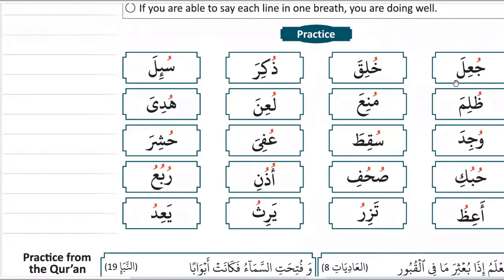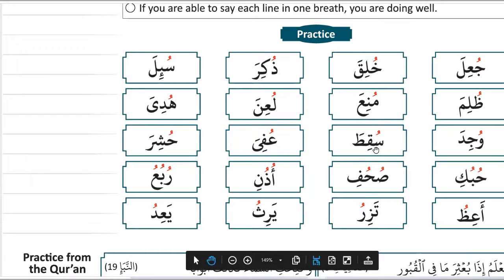The first word is Ju'ila. This one: Dhukira. Very good. What about this one? Lu'ina. Don't make it long, okay? It would make a short sound. Lu'ina. Your lips are not making the tight circle, okay? So lu. Let me try again. Lu'ina. Good job.